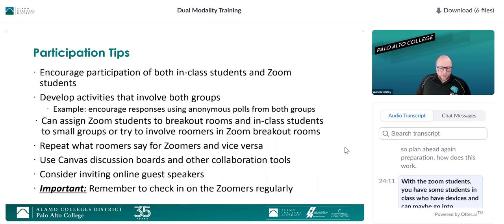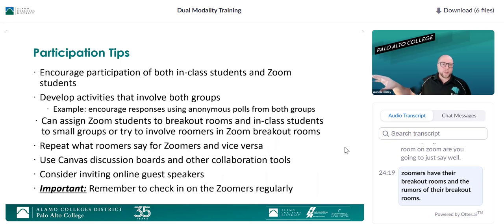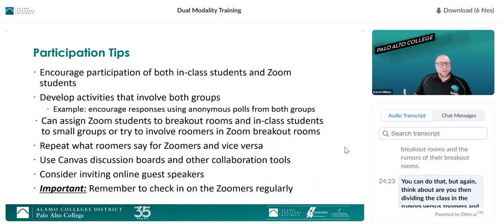Are you going to just say, well, the Zoomers have their breakout rooms and the Roomers have their breakout rooms? You can do that, but again, think about whether you are then dividing the class into Roomers versus Zoomers, and are they going to bridge that gap and then come together as a community and classroom? So these are all things to think about. It may work for you that way, it may not.